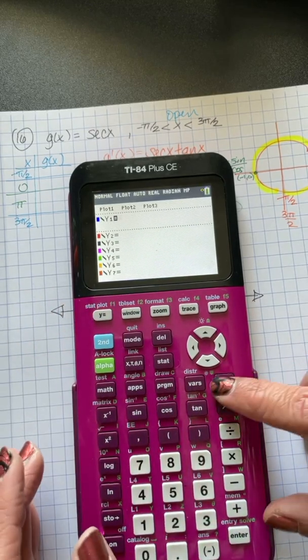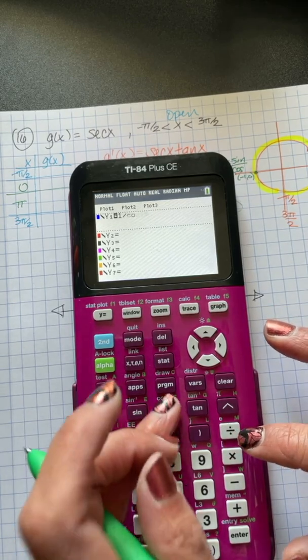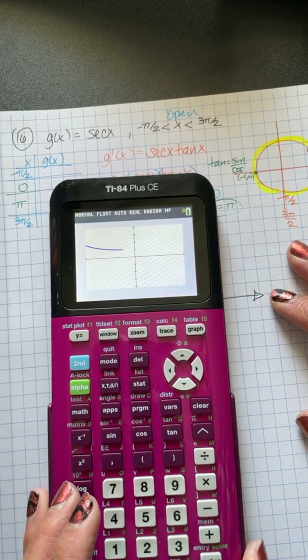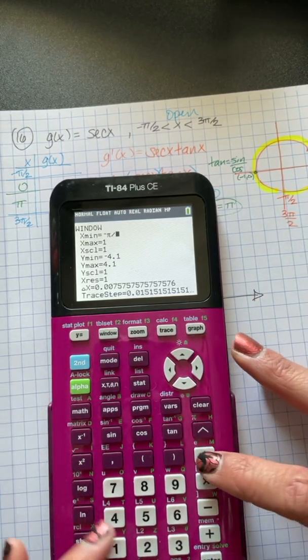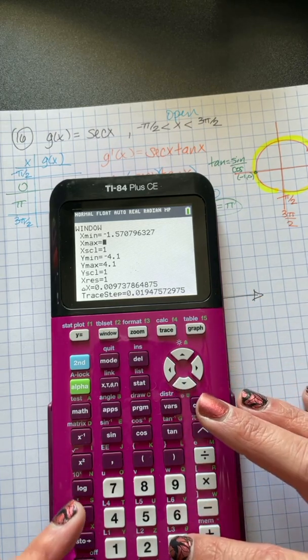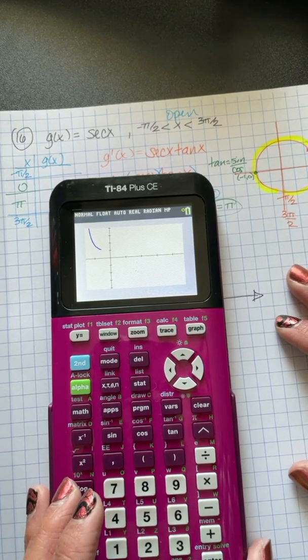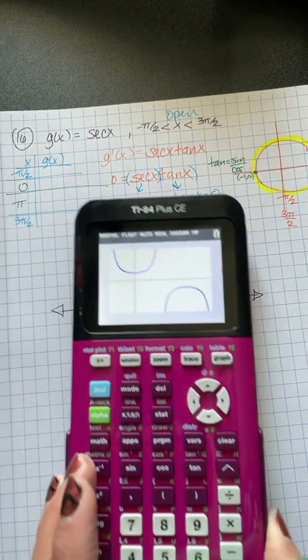Oh, secant of x is the same as 1 over cosine. And I need to change the window. Negative pi over 2 to 3 pi over 2. See, this is all secant is going to show. The parabola is the green. Isn't that so cool? So cool.